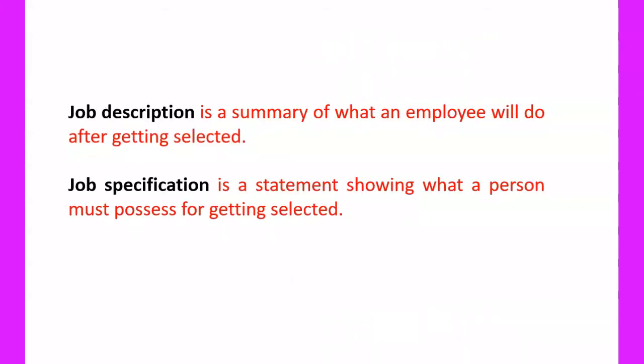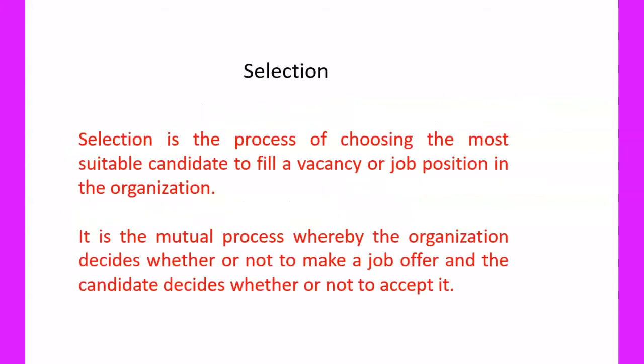Job description is a summary of what an employee will do after getting selected. Job specification is a statement showing what a person must possess for getting selected. Selection is the process of choosing the most suitable candidate to fill a vacancy or job position in the organization. It is the mutual process whereby the organization decides whether or not to make a job offer and the candidate decides whether or not to accept it.